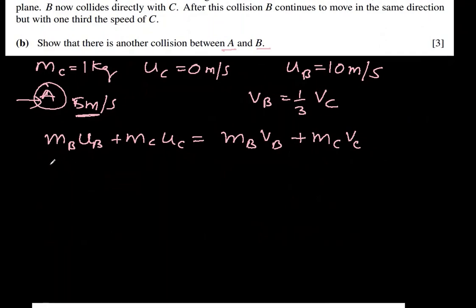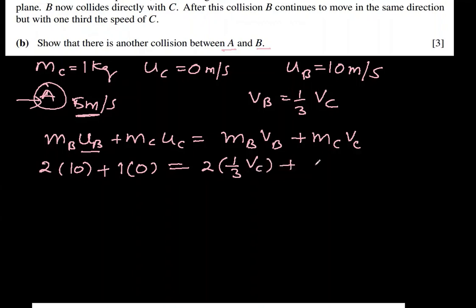So M is 2 kilograms. Its speed was 10 meters per second, with which it was coming towards C. But C, which was 1 kilogram, was at rest. After collision, the mass of B is still 2, but its speed is 1/3 of VC. And then MC is 1 kilogram and it is moving with VC speed.